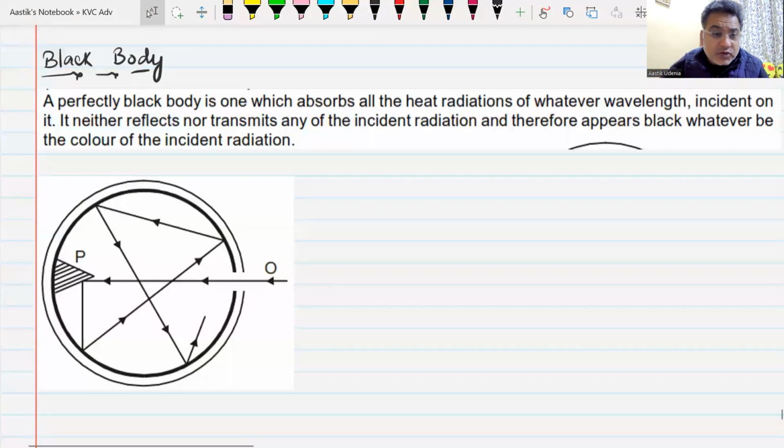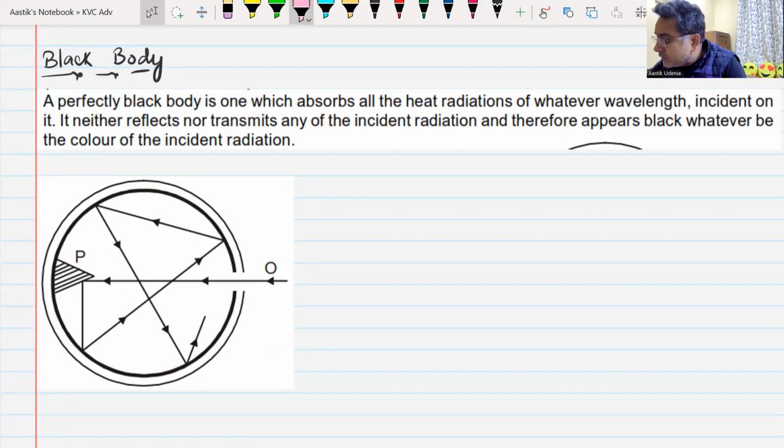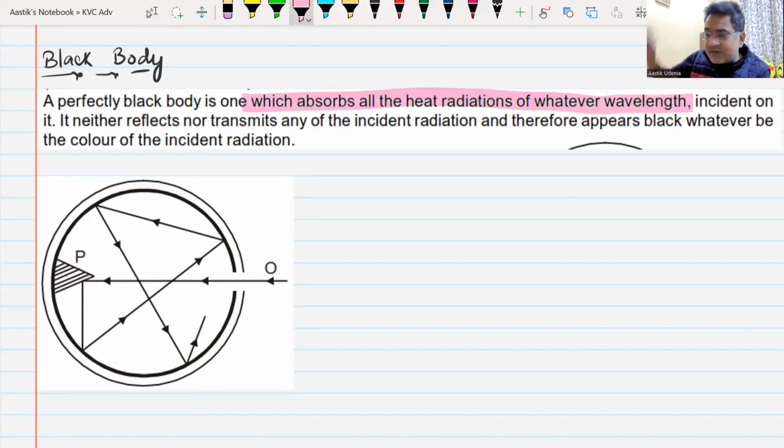A body which absorbs all the heat radiations, of whatever wavelength, which fall on it is known as a perfectly black body, or sometimes it is also known as Ferry's black body. This is a simple example of a black body. A spherical body with a very small hole: whatever radiation or light enters it gets absorbed and will never be able to come out. This becomes an example of an almost perfectly black body which absorbs 99% of the radiation.